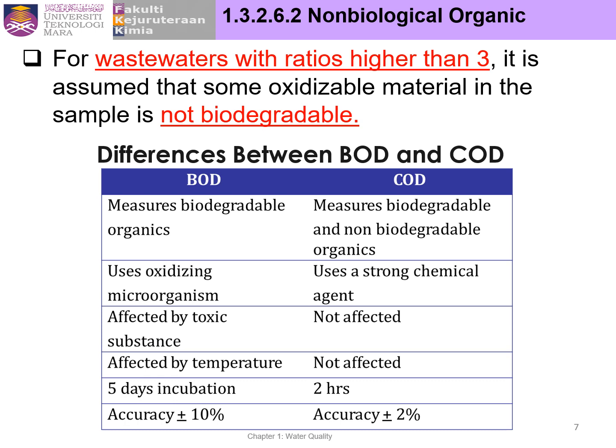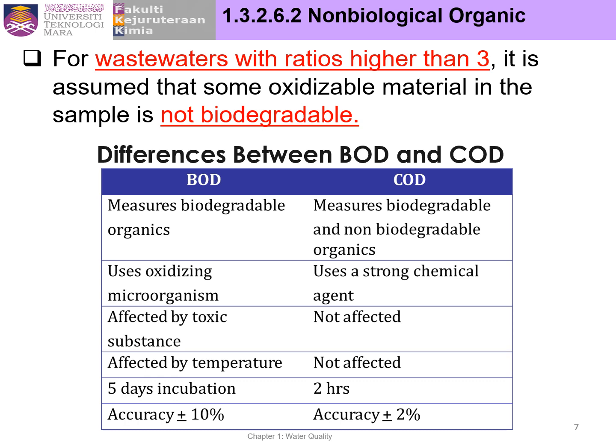The next one, in terms of toxicity: BOD is affected by toxic substances. COD is not affected. For temperature, BOD is affected by temperature, but COD is not affected. So you can see that COD is more powerful compared to BOD, more resistant.